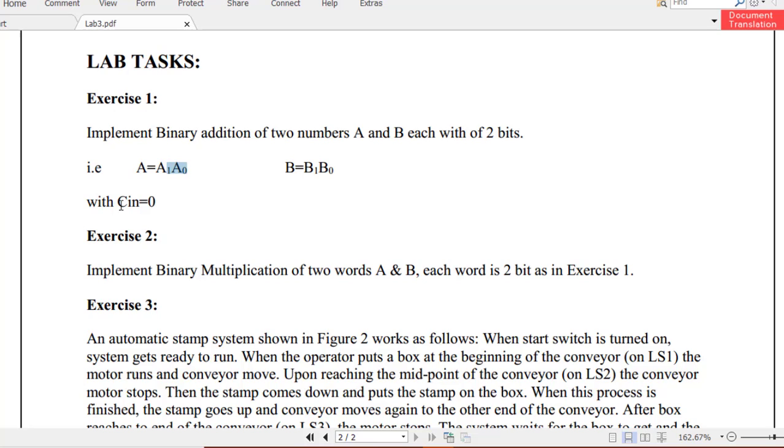Now we have a carry over here, which is represented by a single bit, and what we need to implement is a binary addition of two numbers, A and B, each having 2 bits. If you write down the truth table of this addition, you will come to know that there would be a carry bit and a sum bit.